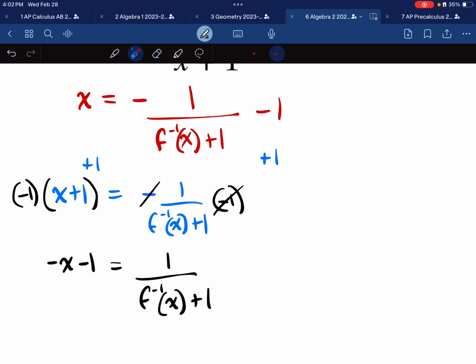Okay, this is the hard part of the problem where we don't know what to do, because the thing that we're trying to solve for, this f inverse of x, is trapped on the denominator. So in order to untrap this, I'm going to take the reciprocal of the right side. I'm going to switch the top and bottom. If I take the reciprocal of the right side, I also take the reciprocal of the left side, and it's kind of confusing. What is the reciprocal? Well, this is technically over 1, so the reciprocal will be 1 over that negative x minus 1.